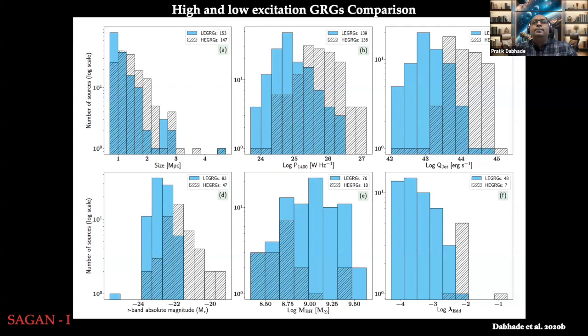Then again, we divided our sample into high excitation radio galaxies and low excitation radio galaxies, to see if within these two categories we see any difference. With respect to the accretion rate, which is expected, the high excitation showed the higher accretion rate. The jet power was higher, the radio power was higher, but with respect to the size, there was not much difference.